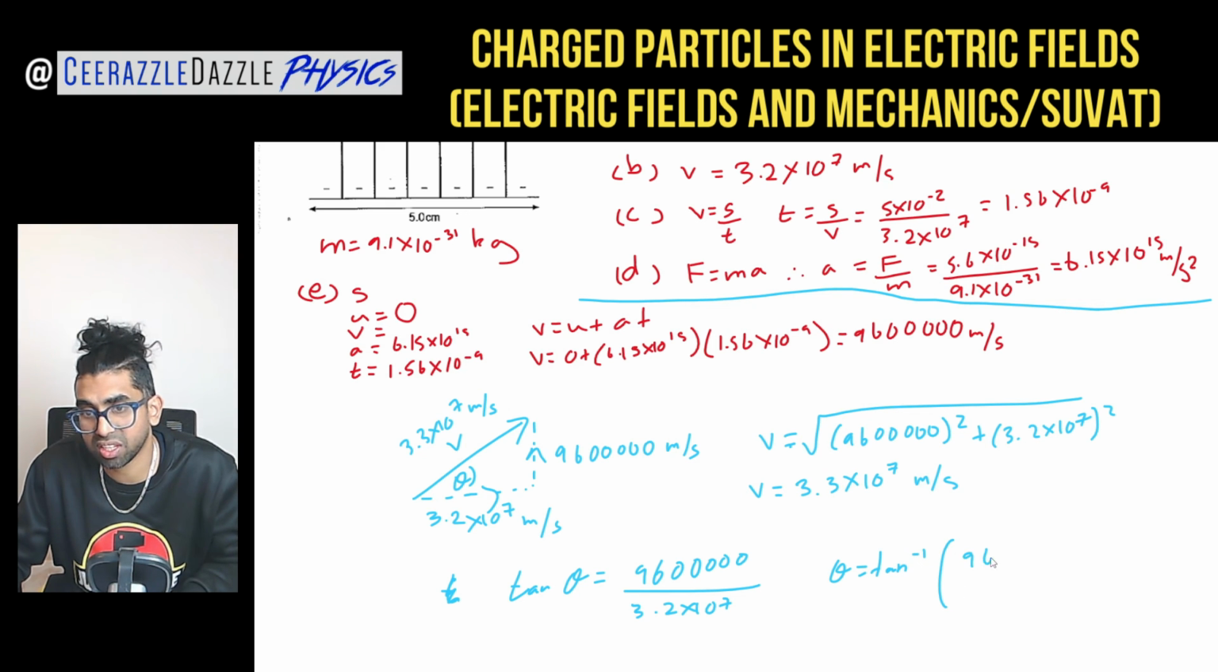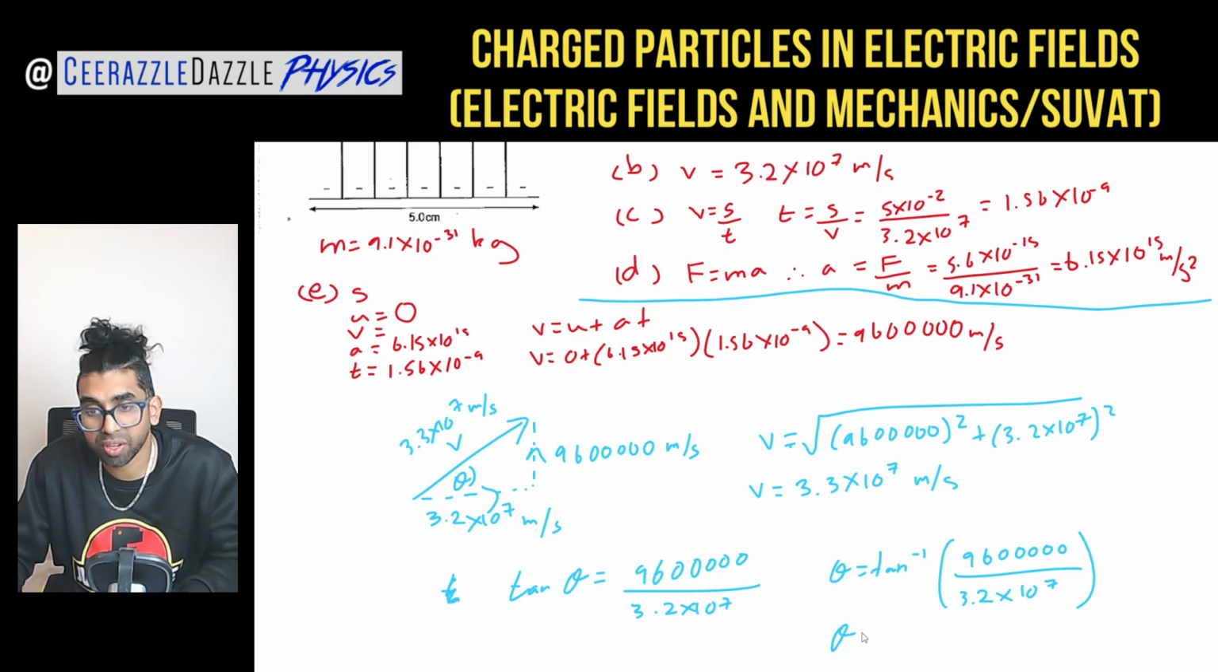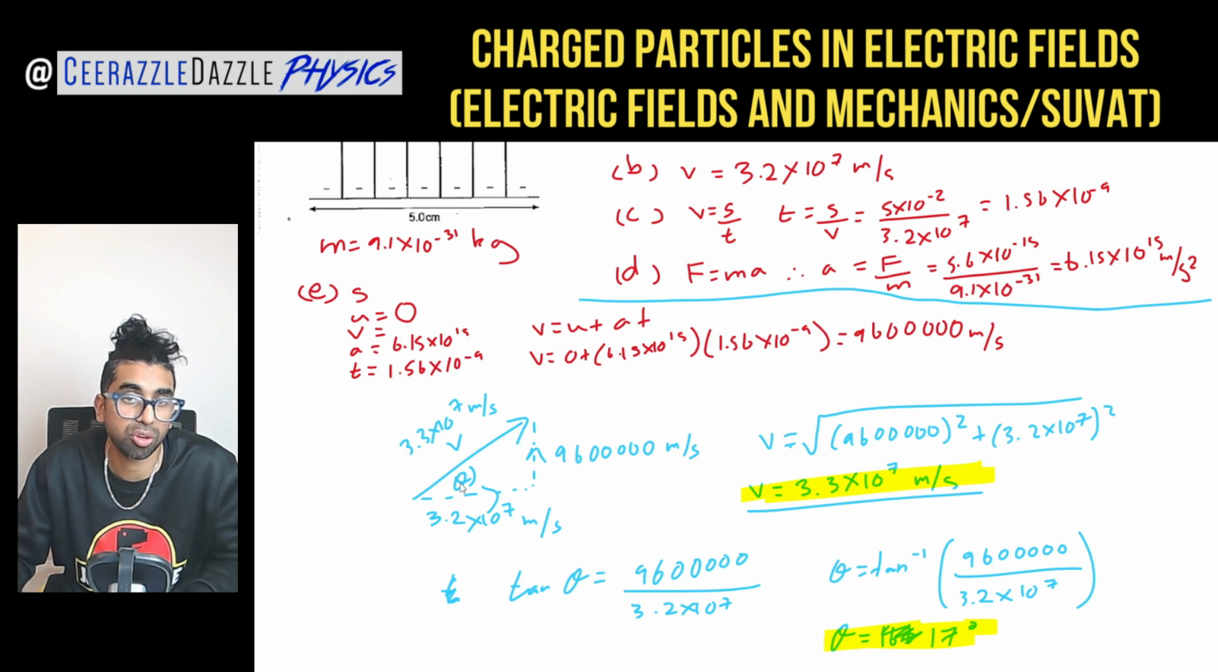Look over here, 9,600,000. How many zeros? 1, 2, 3, 4, 5. Divided by 3.2 times 10 to the power 7. Let's do that in a calculator. I'm getting the angle theta to the horizontal to be 16.6, so 17 degrees. So my value is this, and the angle is 17 degrees from the horizontal.